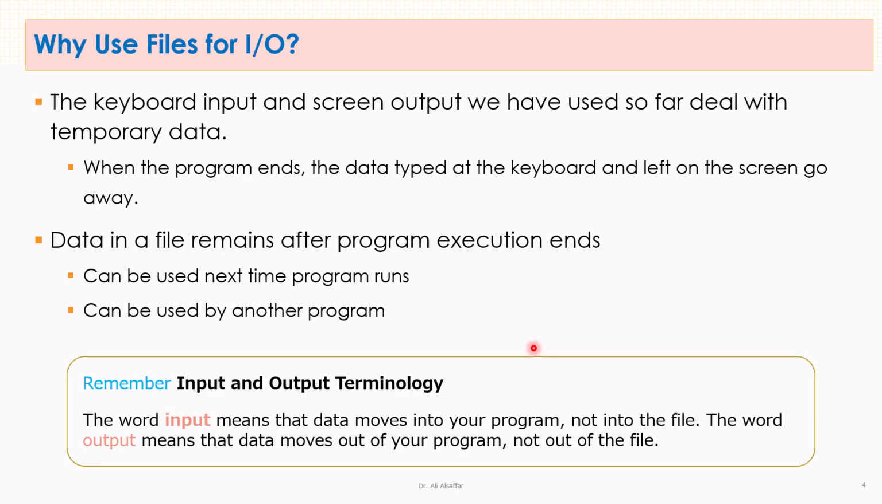Now before we proceed, we would like to distinguish between input and output of a program and input and output streams of files. Now, when we say input and output, we don't refer to files as an input to a file or output to a file. So the word input, with respect to a program, means that data moves into your program, not into your file. And when we say the word output, it means the data is moving out of your program, not out of the file. So input and output are for programs, not for files. And if you want to talk about files in your program, then you can talk about input and output streams.